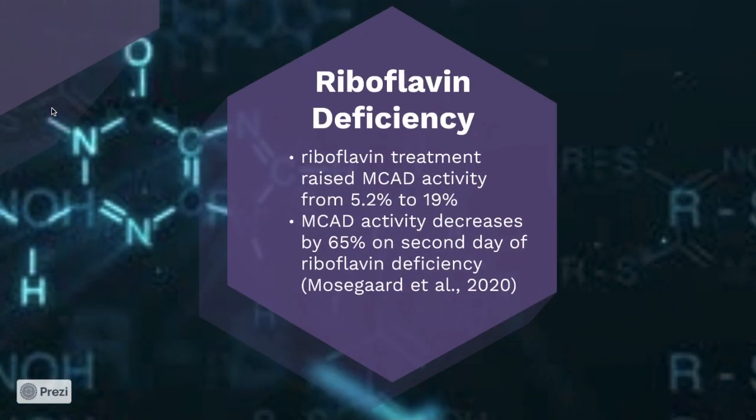Riboflavin deficiency can have major implications on the metabolism of fatty acids, as FAD is a cofactor in fatty acid beta oxidation. One study found that riboflavin treatment was able to raise residual MCAD activity from 5.2% to 19% since FAD stabilizes MCAD. When ETF activity is decreased due to riboflavin deficiencies, the activity of acyl-CoA dehydrogenases is also decreased, and MCAD activity in particular is decreased by 65% by just the second day of the deficiency.